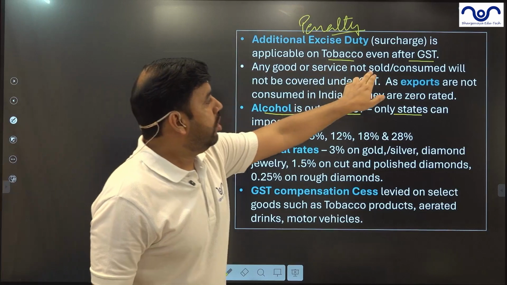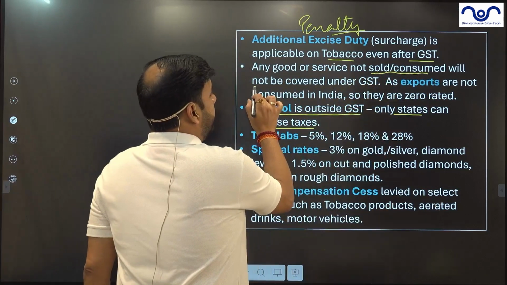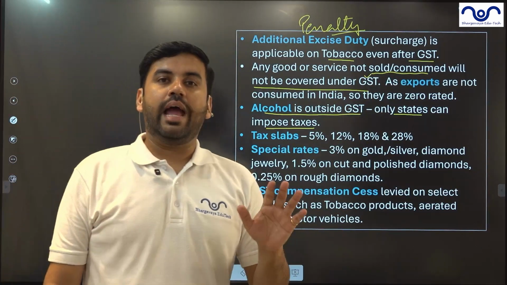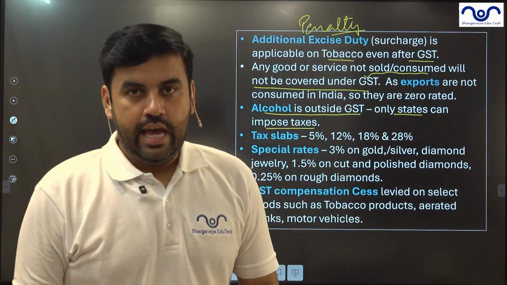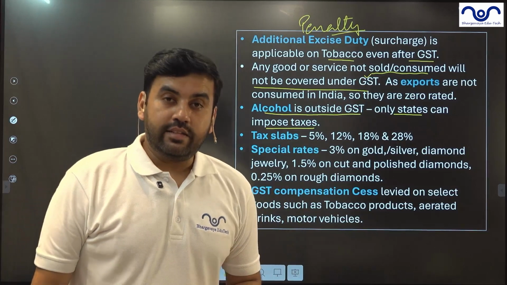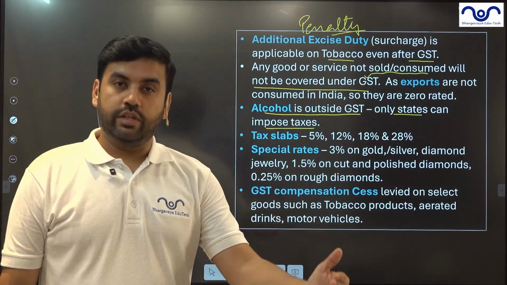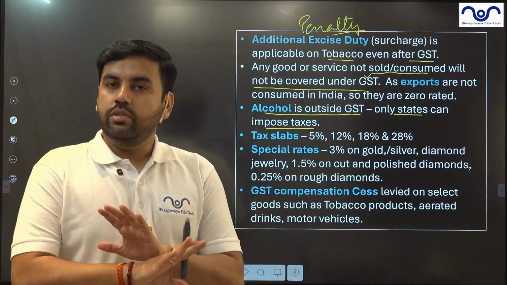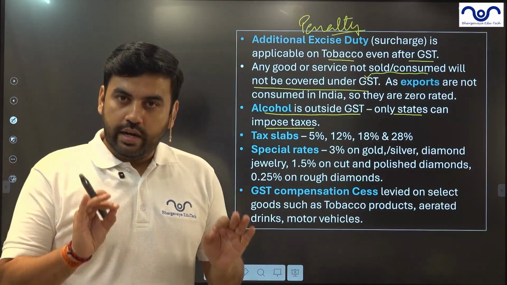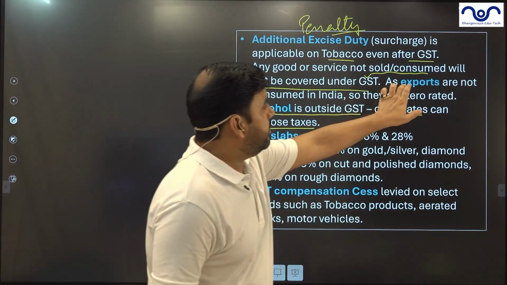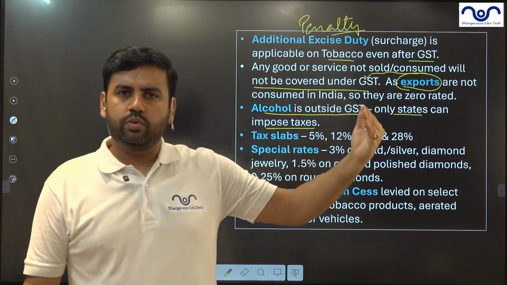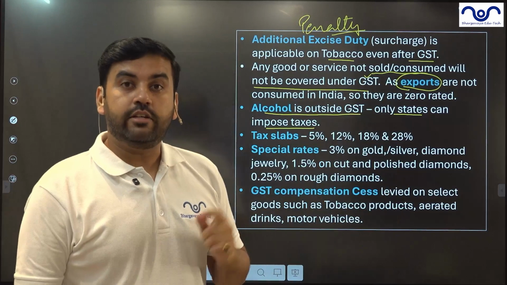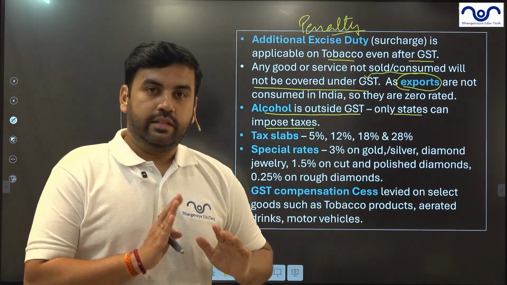Any good or service not sold or consumed will not be covered under GST. Why? Because GST is a destination and consumption based tax. As it is a destination and consumption based tax, anything which has not reached the final destination, anything which has not been consumed in the Indian territory is not covered under GST. Now let's understand this. The example is exports, even the items which are sold to the SEZ, special economic zones. So exports or exports to the special economic zones, guys, please understand this.